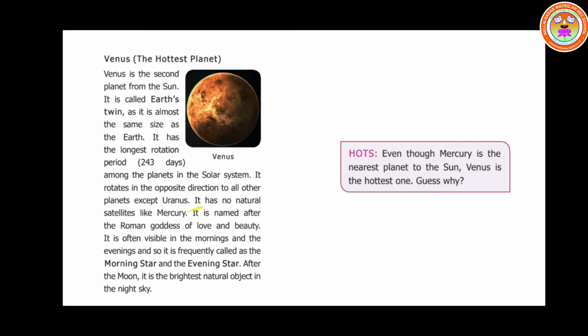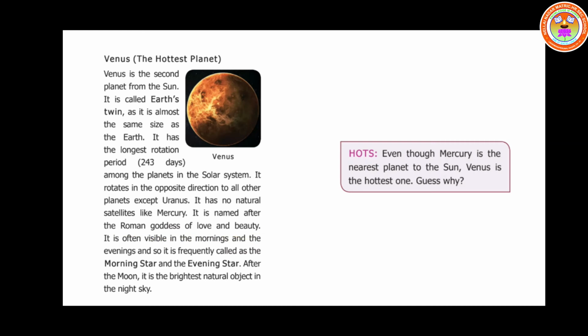It has no natural satellites like Mercury. We already studied in Mercury there is no natural satellite. Natural satellites are nothing but moon. Like Mercury, in Venus also there is no natural satellite. That is moon. Okay. It is named after the Roman goddess of love and beauty.